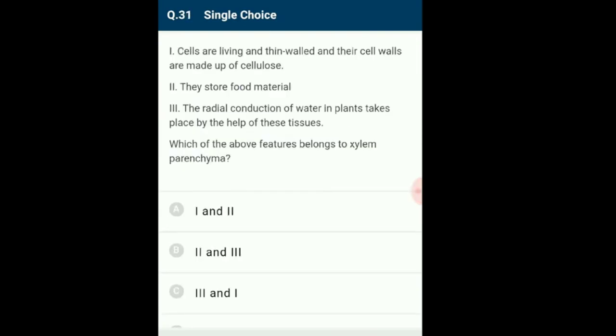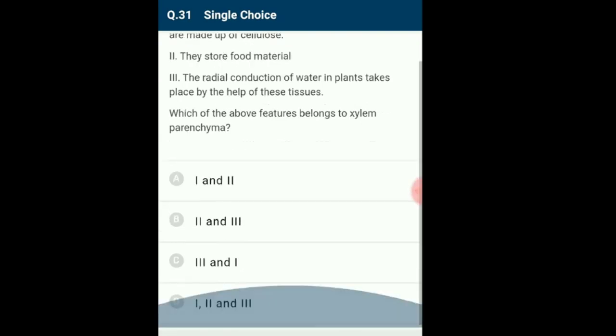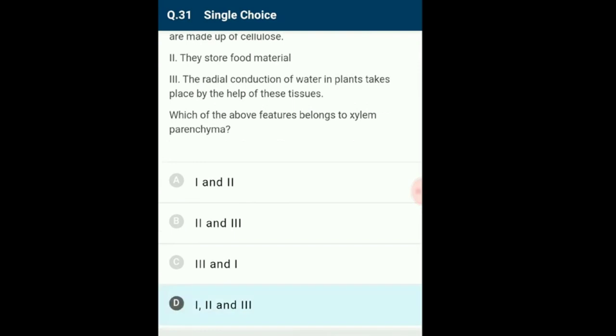Question number 31. Three statements are given. From that, which of the above features belong to the xylem parenchyma? Xylem parenchyma cells are living and thin-walled, and their cell walls are made up of cellulose. They store food material in the form of starch or fat and other substances like tannins. The radial conduction of water takes place by the ray parenchymatous cells. So the answer is option D, first, second and third. All three statements belong to xylem parenchyma.